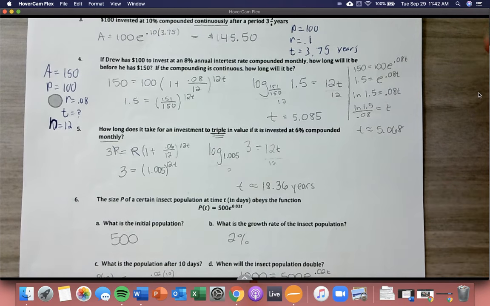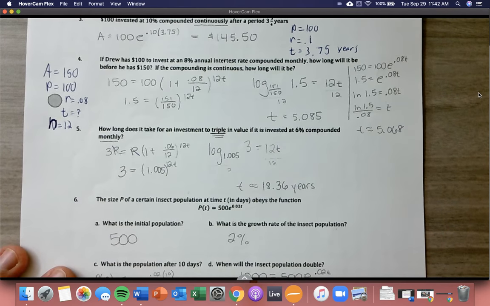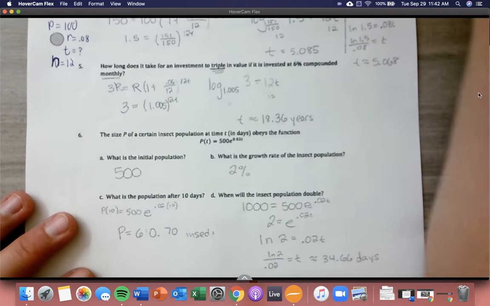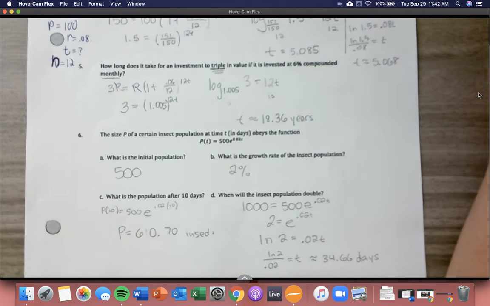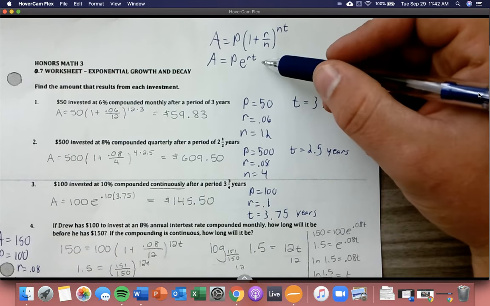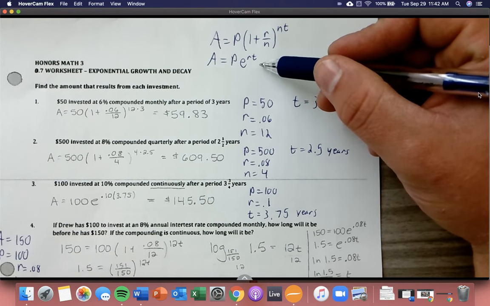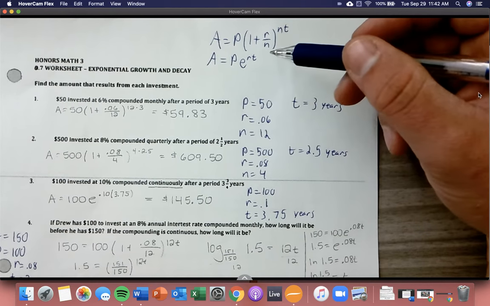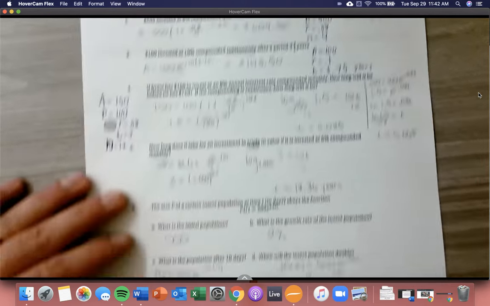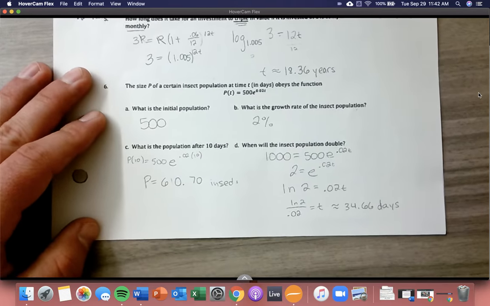All right, so now let's go over some of the problems that we just watched the video for, the exponential growth and decay. The interesting thing about this is, if we remember our equation for exponential growth and decay, it's actually the same as our compounded continuously equation. It uses the same equation, A = P e^(rt). So let's look at this.